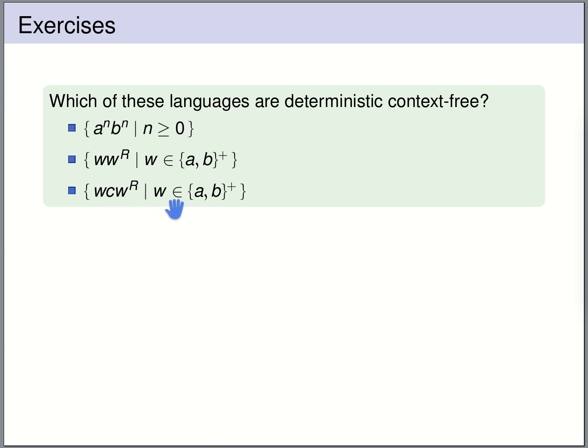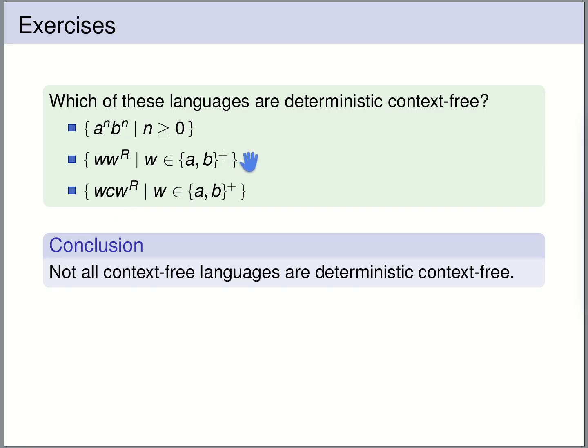What about this language? It's very similar, but now we have a letter c in the middle. And indeed, for this language, we can create a deterministic pushdown automaton, because now the c tells us when we have to switch from pushing elements to popping elements. We now know when we switch from w to the reverse of w. And it's a nice exercise to try to create a deterministic pushdown automaton for this language. So in conclusion, we see that not every context-free language is deterministic context-free.